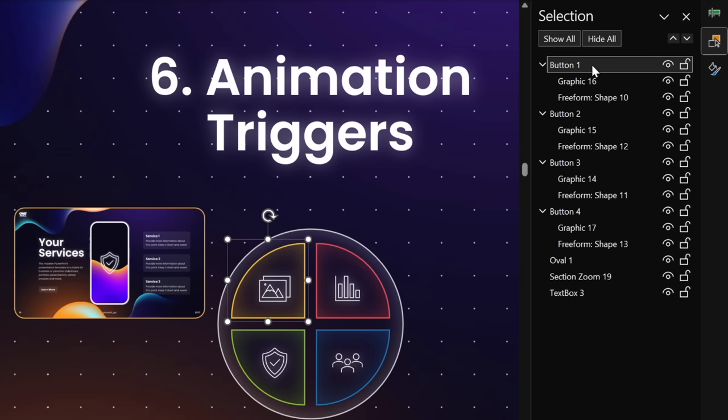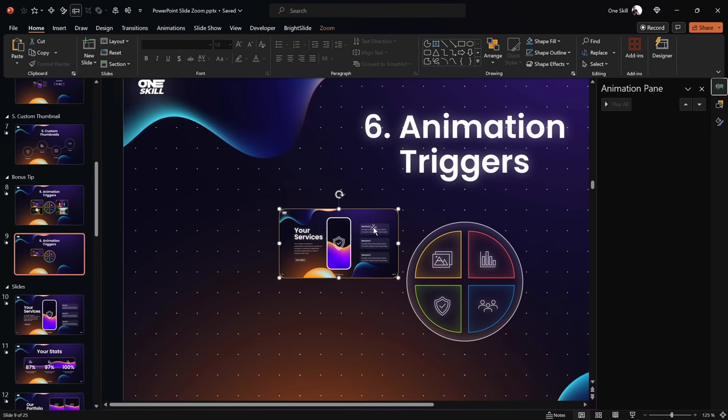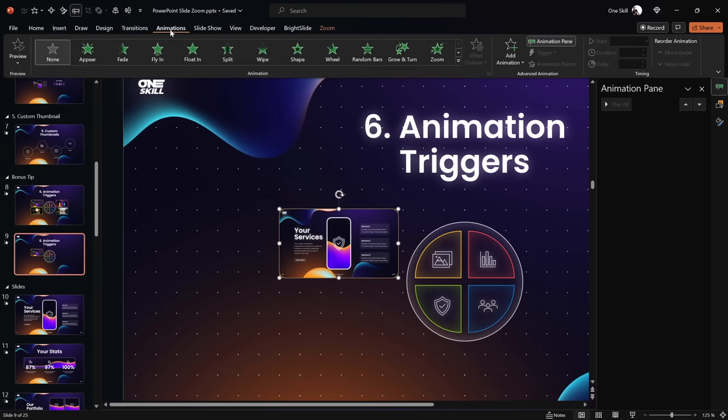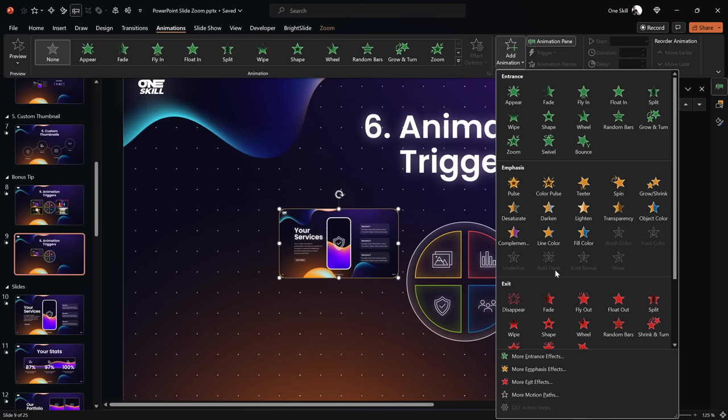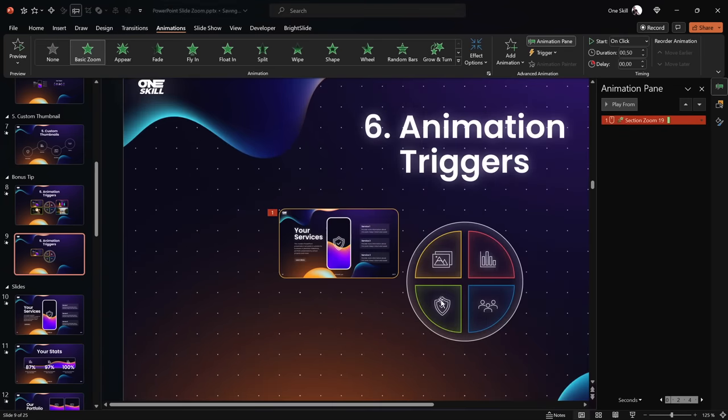And this button is called button 1. Okay, so let's make sure that the section zoom is selected. Let's open up the animation pane. And now let's start adding some animations. First of all, let's go to more entrance animations. And let's look for basic zoom. Here it is. Let's click OK.